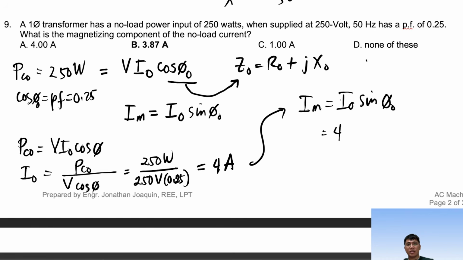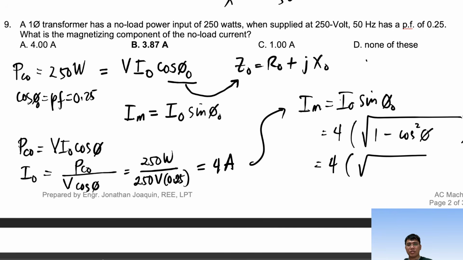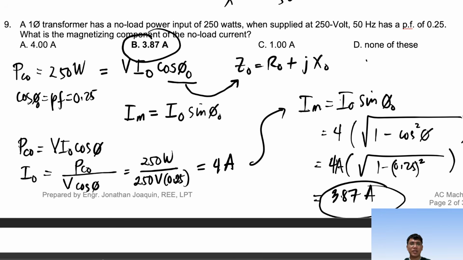So we have 4 times root of, since sine theta is root of 1 minus cosine squared theta, right? Okay, so this is 4 times square root of 1 minus 0.25 squared. Yeah, root of 15 over 4, or 3.87 amperes. So the answer is letter B. Okay.